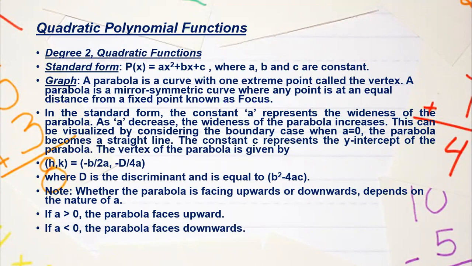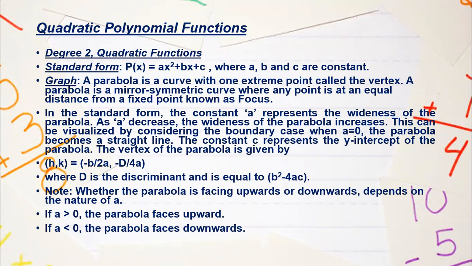In the standard form, the constant a represents the wideness of the parabola. As a decreases, the wideness of the parabola increases. This can be visualized by considering the boundary case when a = 0 and the parabola becomes a straight line. The constant c represents the y-intercept of the parabola, and the vertex of the parabola is given by (h, k) = (-b/2a, -D/4a), where D is the discriminant and is equal to b^2 - 4ac.